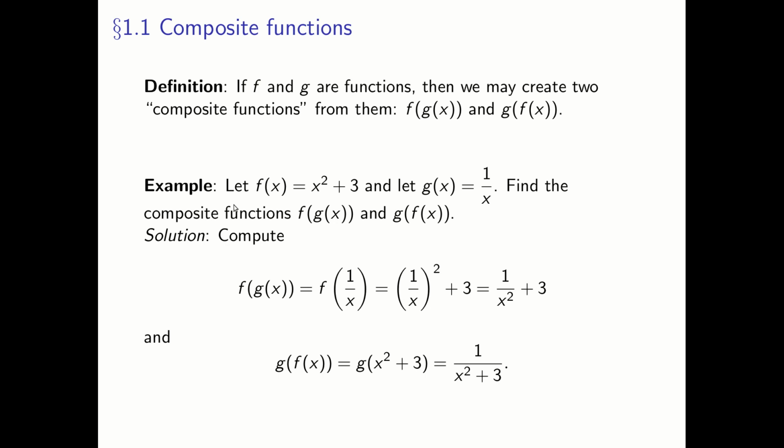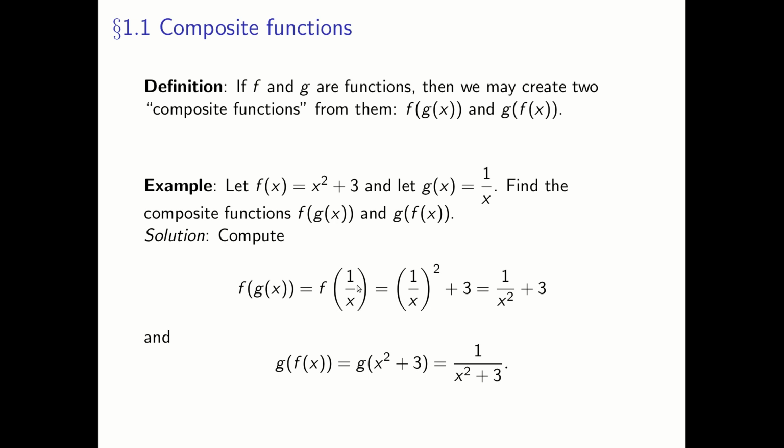So in this example, I have f of x is x squared plus 3, and g of x is 1 over x. So there's two composite functions you can make. You can take g and plug it into f, or you can take f and plug it into g. And that's the two situations we have here. So I have f of g of x, and when I want to compute this, what do I do? I replace g of x with what it is, and in this case that's 1 over x. So the formula is telling me compute f of 1 over x.